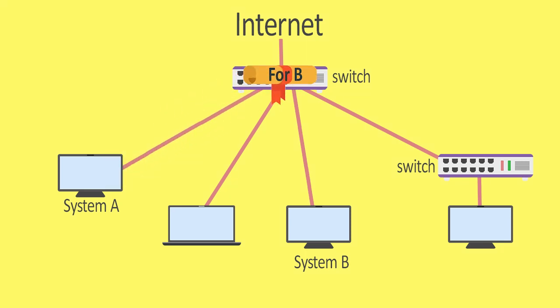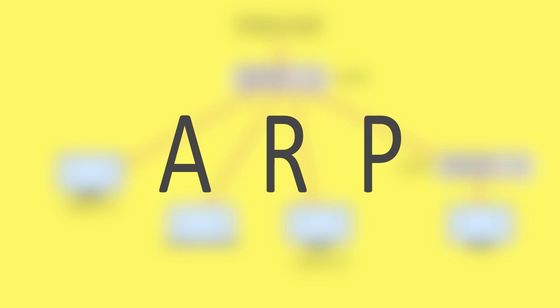Now System A can send all the packets it has for the receiver System B using the physical address received in the response packet. This is all about what ARP protocol is and how it works.